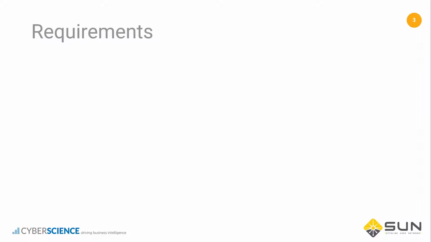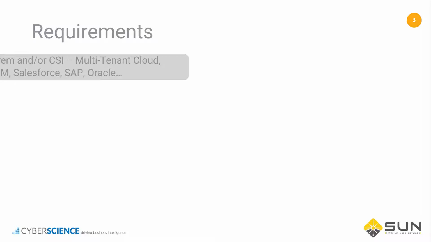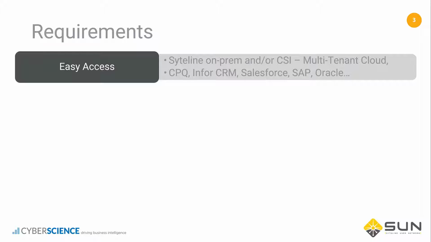Just jumping right in here. When we talk about our software with other SyteLine or CSI customers, first thing people ask us about is easy access. They want to get easy access to either SyteLine on-prem or CSI in the multi-tenant cloud, but they might also ask for additional information. They may want to access CPQ, configure price quote, or Infor CRM, or Salesforce, or SAP, or Oracle, or JD Edwards, or Paylocity. But again, with CyberQuery, you can access any of the data you need very fast, very easily.